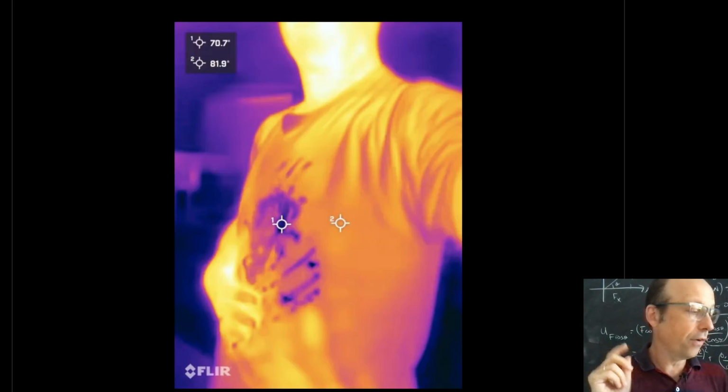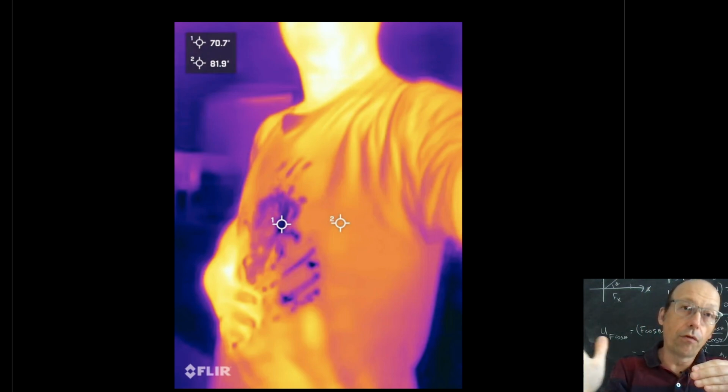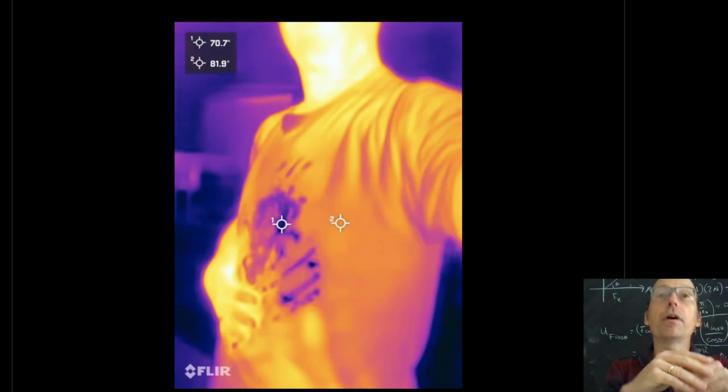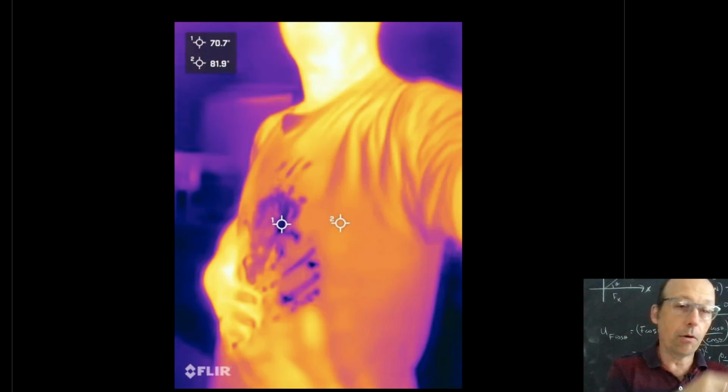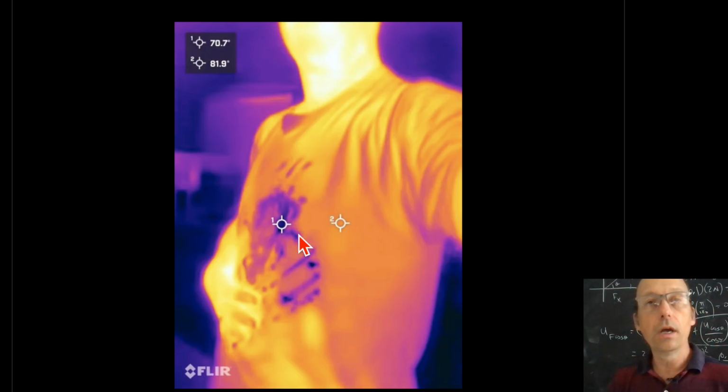However, it works very well with humans because humans have that water, that sweat. And so as the air moves over the human, it can help increase the rate of evaporation and cool you off faster, because moving air makes evaporation faster. So in this case, you can see another infrared picture. This is me with my shirt on, and I put a wet hand on my shirt, and you can see the parts that are wet are cooler because that water is evaporating.